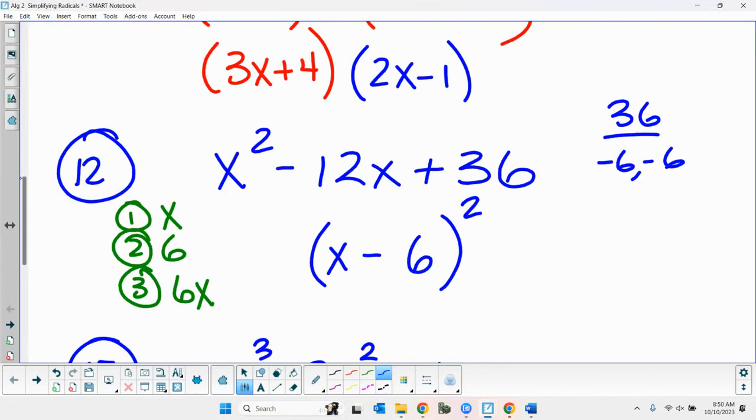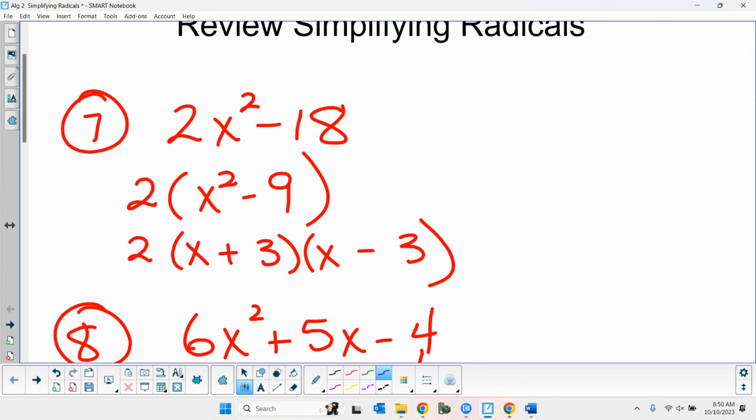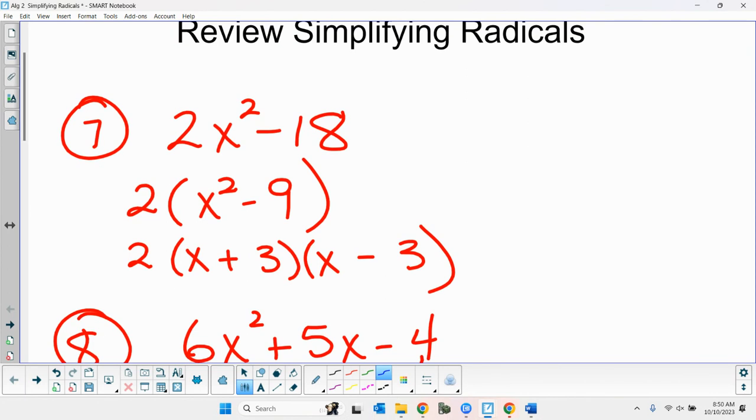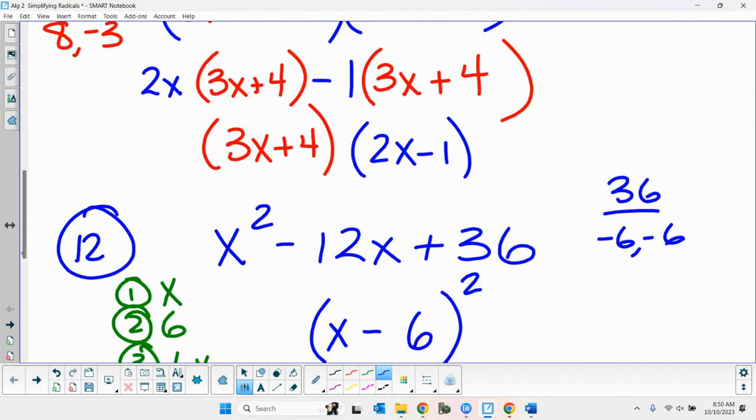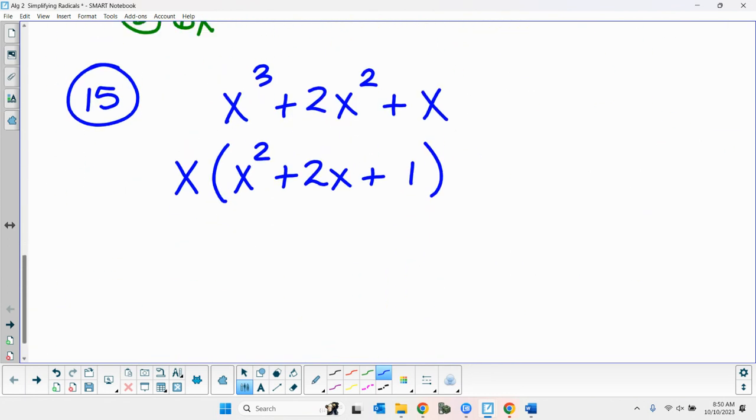When we did number 7, we took out the GCF and we had 2 terms to start. We have 2 terms in our parentheses. The same amount. Okay? So, this is one of those regular trinomials then.